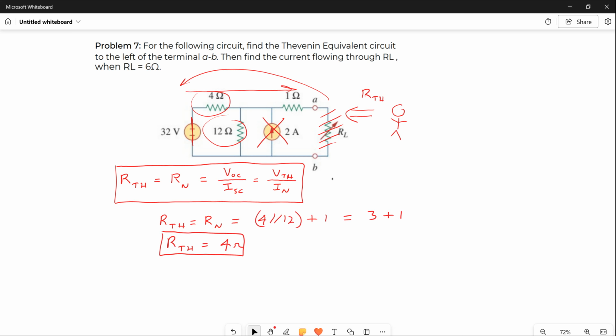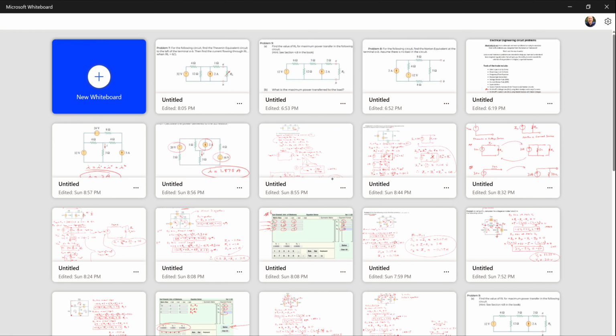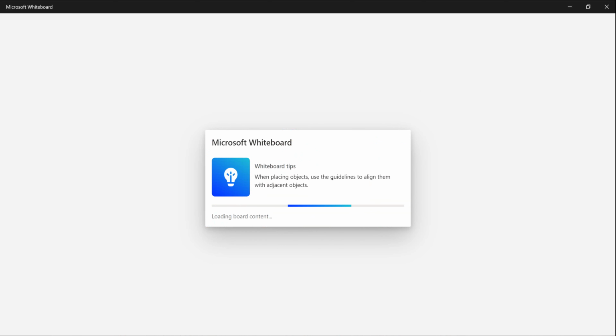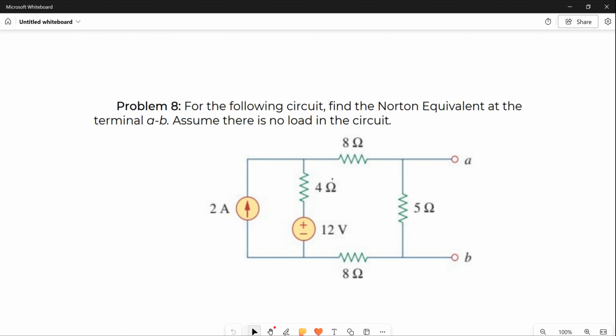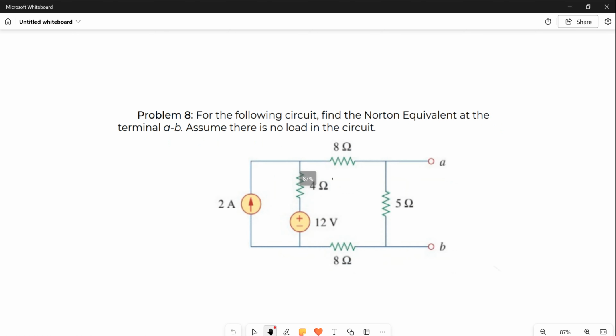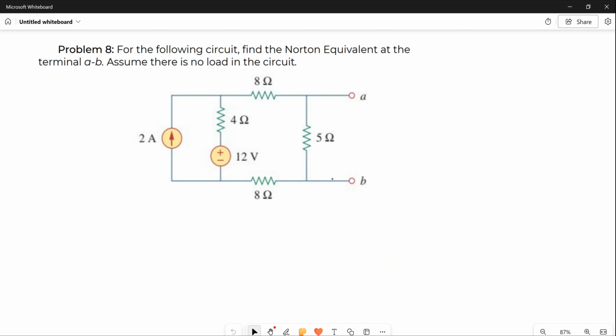Let's do another one. Let's look at this problem here and see what we end up with. Again, it's more complicated. They want to find a Norton equivalent to that circuit, but we're not worried about Norton and Thevenin equivalents. I just want you to look at that circuit and see if you can tell me what R Norton is in that. And remember, R Norton is equal to R Thevenin.